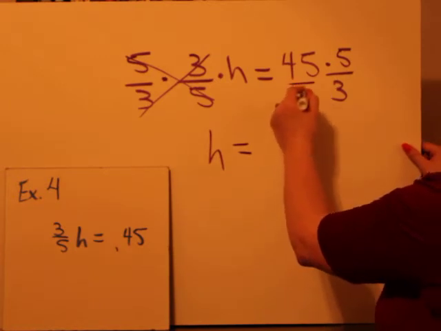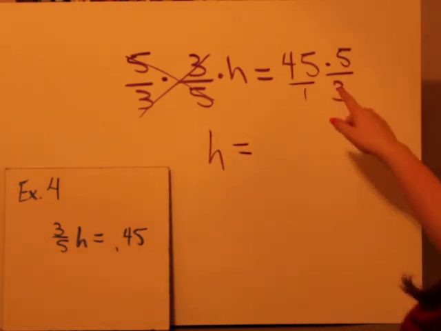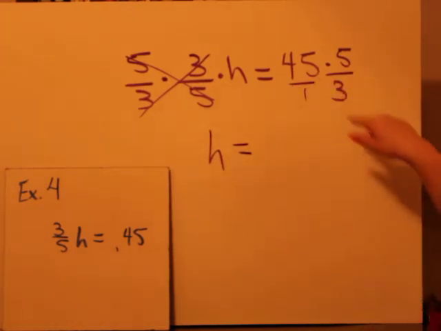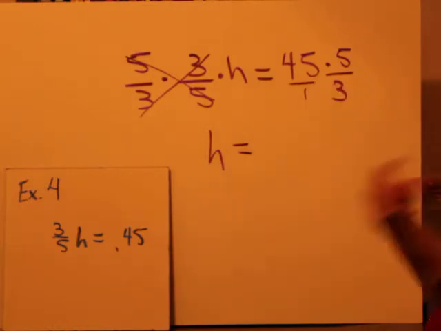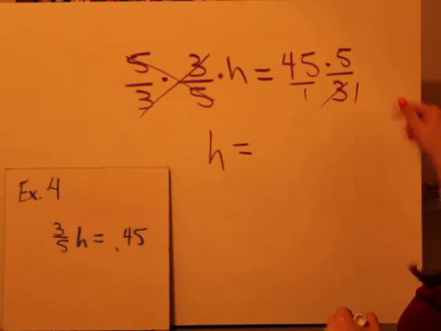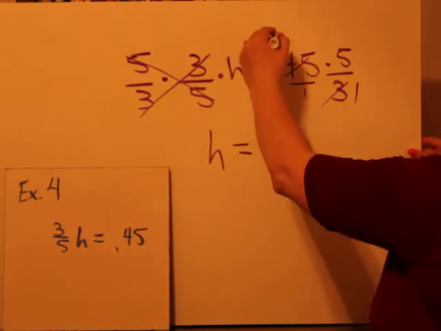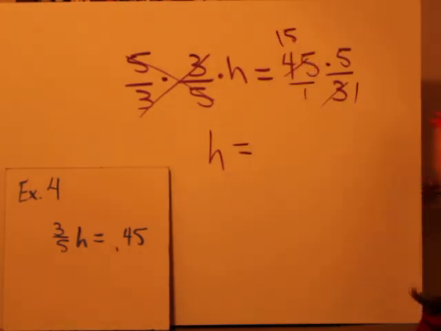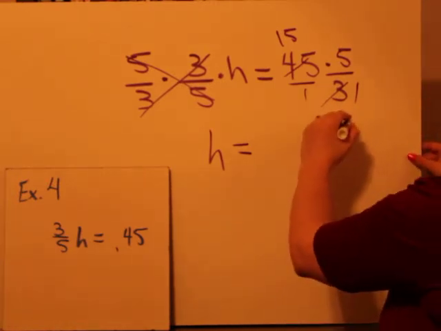Remember, it's 45 over 1. So I'm going to use cross simplification. 45 and 3, those can both cancel out by 3. So 3 divided by 3 is 1. 45 divided by 3 is 15. So now we have 15 times 5.